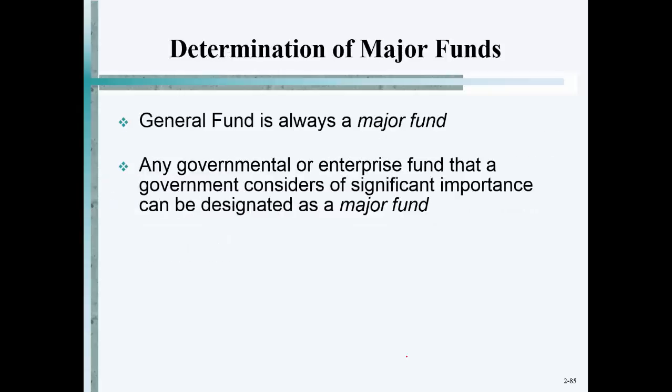And so how do we know if a fund is a major fund? Well, the general fund, there's only one, and it is always a major fund. So if you're the general fund, you don't have to ask yourself a question anymore, are you meeting the criteria for a major fund? You're automatic, right? So will the general fund always be reported on the face of the financial statements? Yes, it will, because it's automatically a major fund, right?